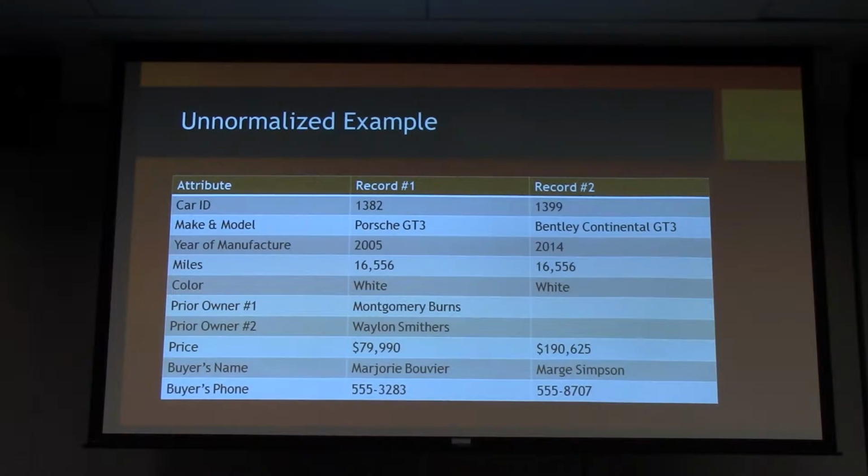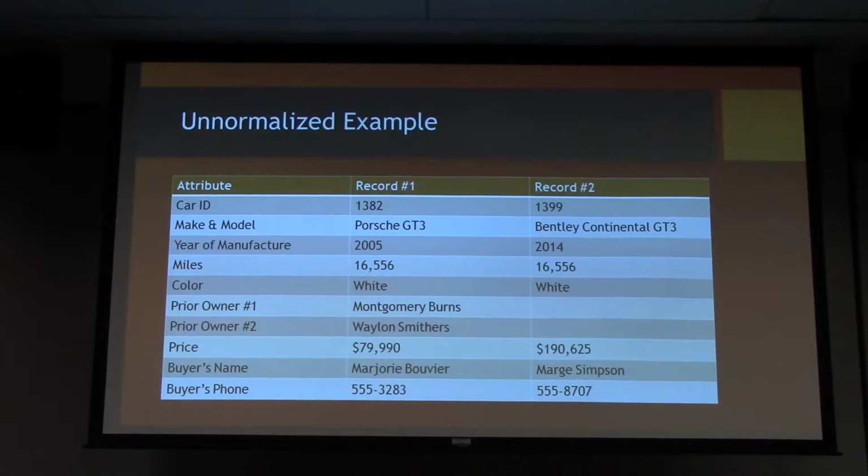The buyer's name, down at the bottom there, you see Bouvier and then Marge Simpson. So what happened? What did she do at some point in time between the time she bought the first and the second car? Got married and changed her name, right? So in our database, it looks like this is two different people, but it's really the same person. And that means every time Marge bought a car, her name would go into this system again.